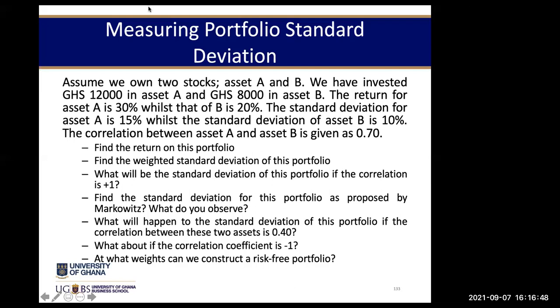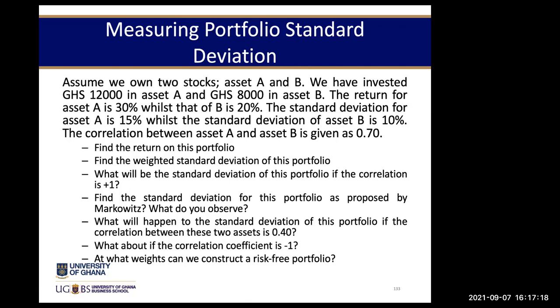So let's say we have 20,000 to invest, and we put 12,000 in asset A and 8,000 in asset B. What's the percentage of our money invested in asset A? It's 12,000 by the total, which is 20,000. I think that gives you 60%.